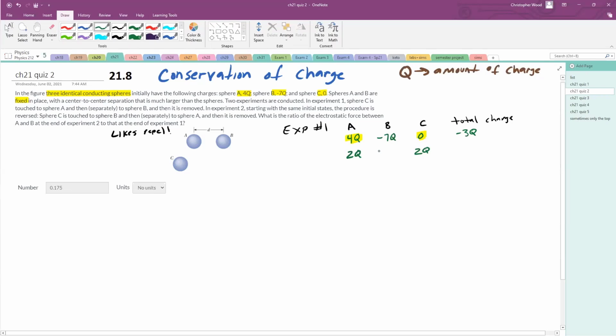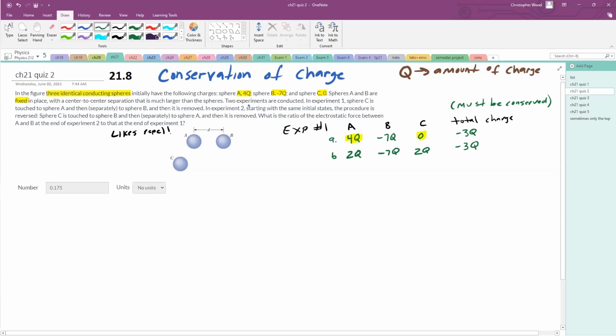Sphere B is still sitting there at negative 7Q. Okay, so that's the change. I went from state A to state B. This is what's changed. My total charge is still negative 3Q, and that's good because charge must be conserved. So this is my sanity check. I need to always end up with a total charge of negative 3Q, because that's what I started out with.